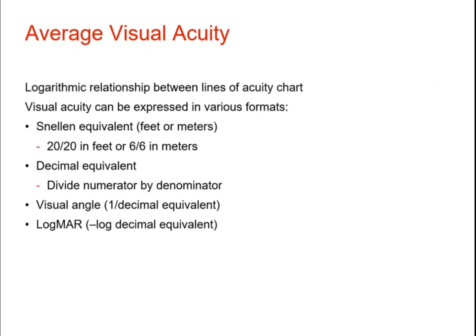For visual acuity, it's common to also show it not just in Snellen format, but also in other forms like decimal. Decimal is quite popular in some markets, where they take the numerator and divide it by the denominator. So if you have 20/20, then the decimal equivalent is 1. Visual angle is not so common, but sometimes they use it. It's 1 divided by the decimal equivalent. And logMAR is also based on the decimal equivalent. However, you do a negative log to get that value.